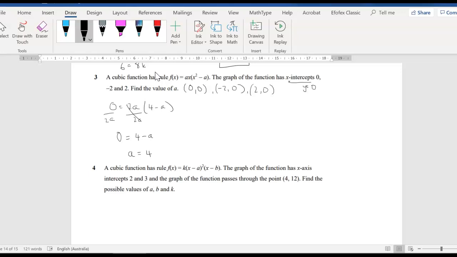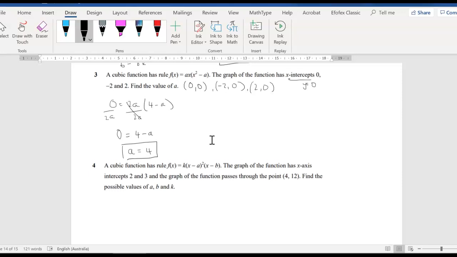Now you would get the same answer whether you substituted in 2 or -2, because you're going to be squaring that x there. Substituting in 0 is not going to give you anything. All right, so you do need to do either -2, 0 or 2, 0. So we found A is equal to 4. Again, you don't have to substitute it back into the expression, but you can if you want to.